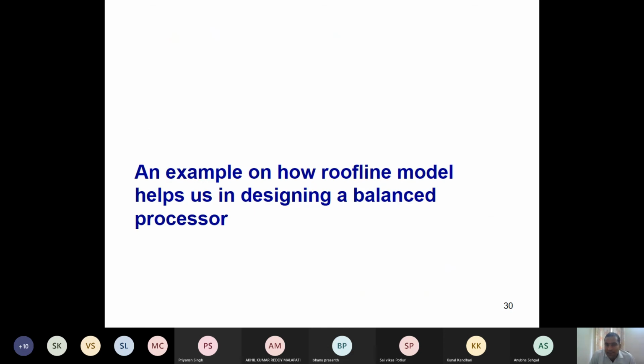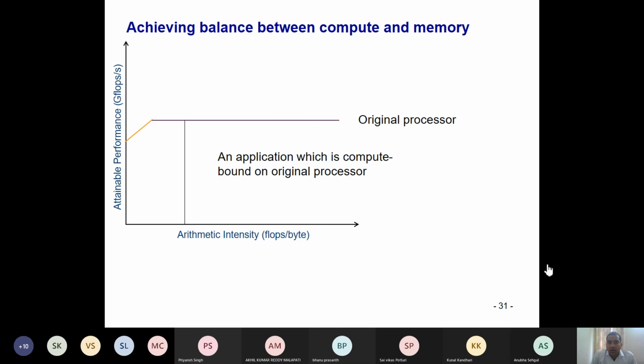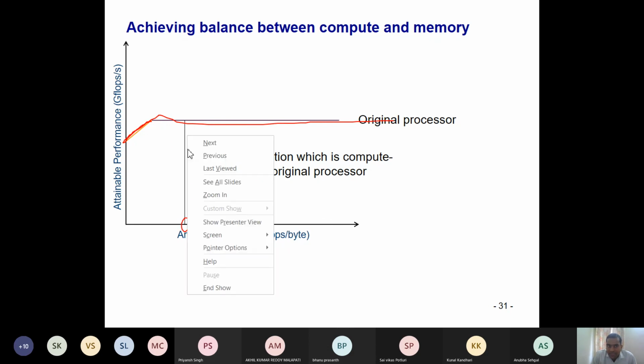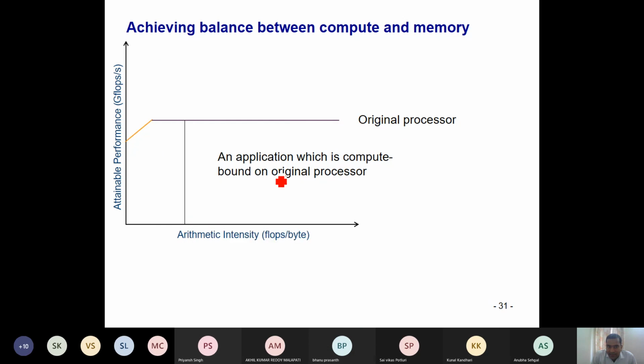Now, finally, let us discuss one last example: how the Roofline model helps us in designing a balanced processor. Suppose you are an architect for, say, Intel. Suppose you have this Roofline model given already, and you have an application which has this value of AI. As you can see, currently this application is compute bound, because if this AI was less than this value, then it would be bandwidth bound. If its AI is more than this, then it is compute bound.